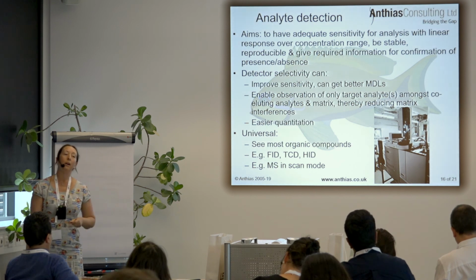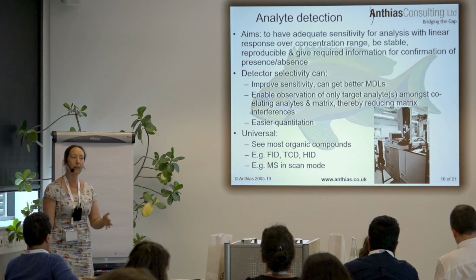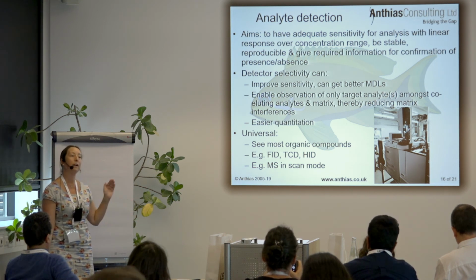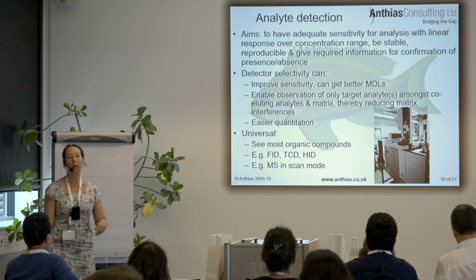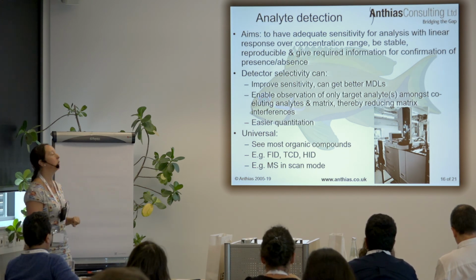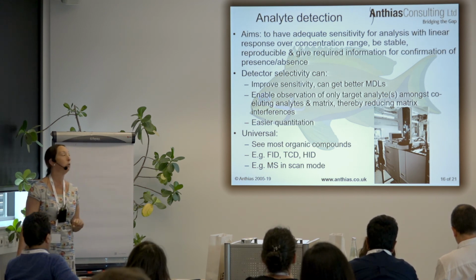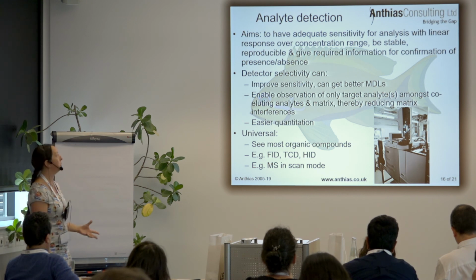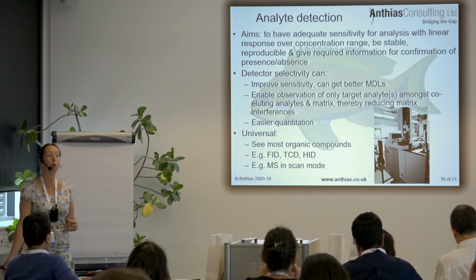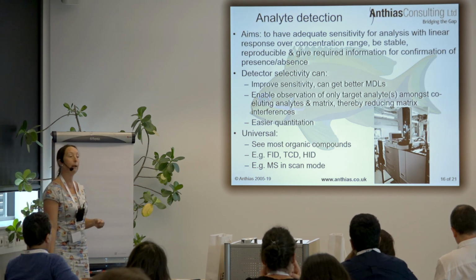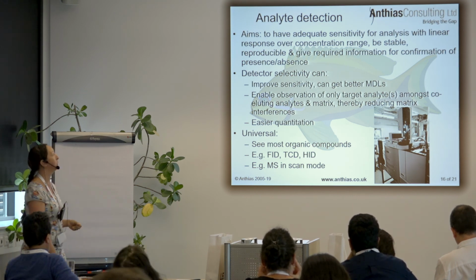So that leads me on to analyte detection. Again, another place where we can think about using selectivity for the analysis of our samples. The aims here are to have adequate sensitivity for all of the target compounds that we're interested in, thinking about all of our concentration effects, etc., in the steps leading up to this, like, for example, our sample preparation, or if we're doing large volume injection. What we want ideally is to have a linear response over the concentration range that we're interested in. We want it to be stable, reproducible, and give us the required information for confirmation of the presence or absence of our compounds, or give us the ability to identify our compounds of interest.